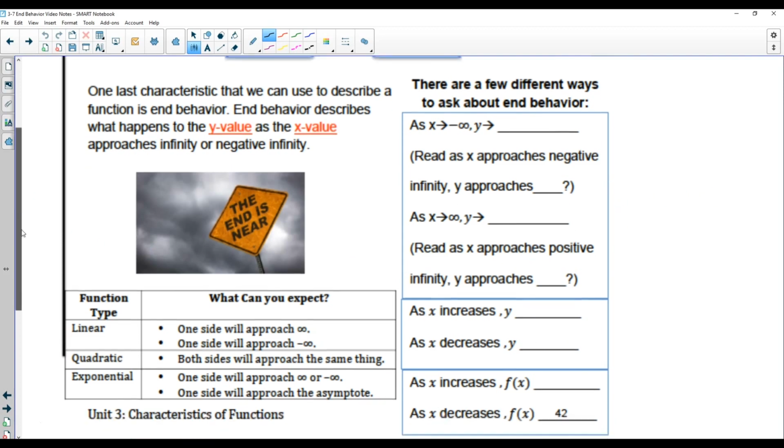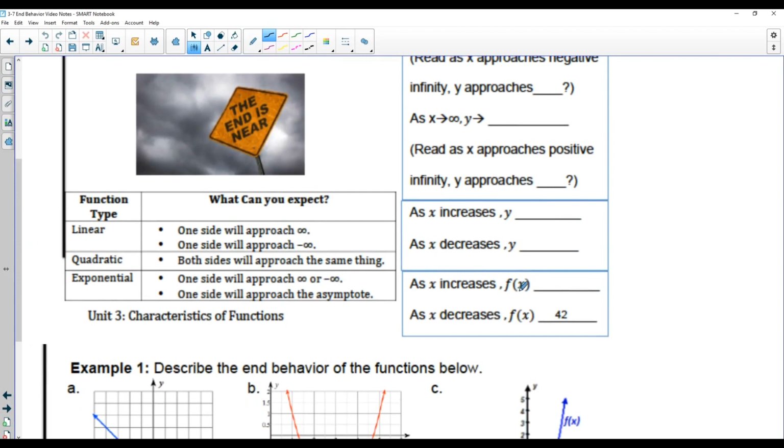And then the last way we might say it is: as x increases, f of x, because you guys know f of x is the same thing as y. And as x decreases, f of x blank. That page number looks like it's an answer, but it's not. That's not the sort of answer you'll see there. So f of x does what?